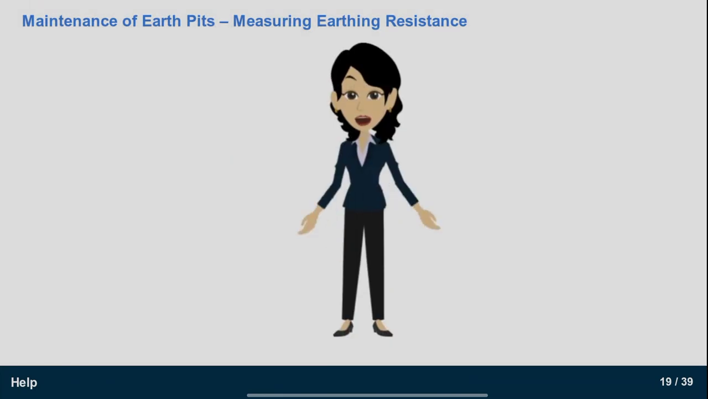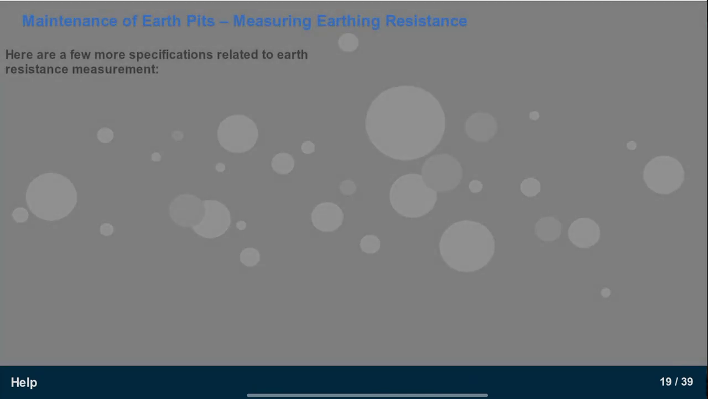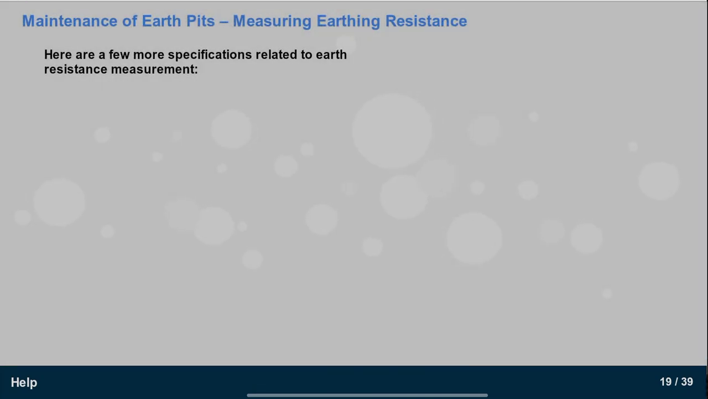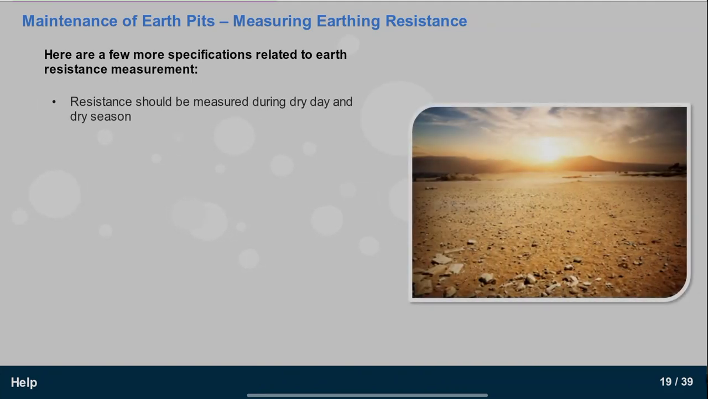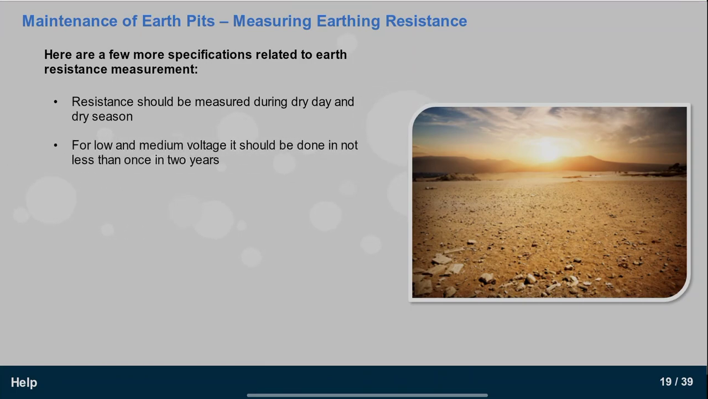So now we know that earth resistance varies from season to season. Well, let us look at a few more specifications in this context. Resistance should be measured during dry day and dry season. For low and medium voltage, it should be done not less than once in 2 years. For high and extra high voltage, it should be done not less than once a year.